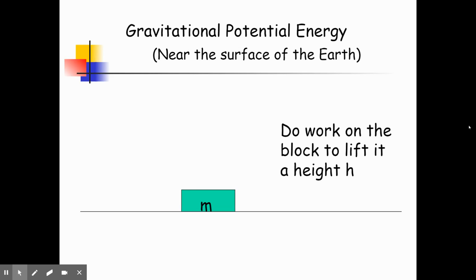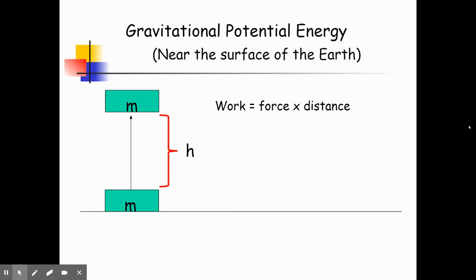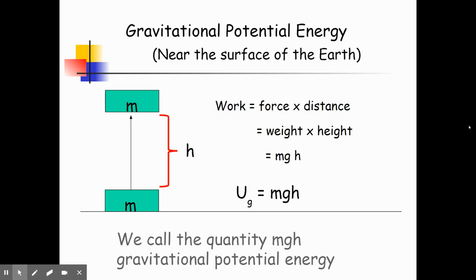So to figure out how to get the equation for it, we're going to think about it in terms of work. So I need to do work to lift this block a height of h. There's my distance of h. And work is equal to force times distance. The force that I need to lift a block of m is going to be equal to the gravitational force, or the weight. So that's mg. And then I multiply that times the distance that I've lifted it, which is the height, and I get mgh. So therefore, my gravitational potential energy is equal to mgh.